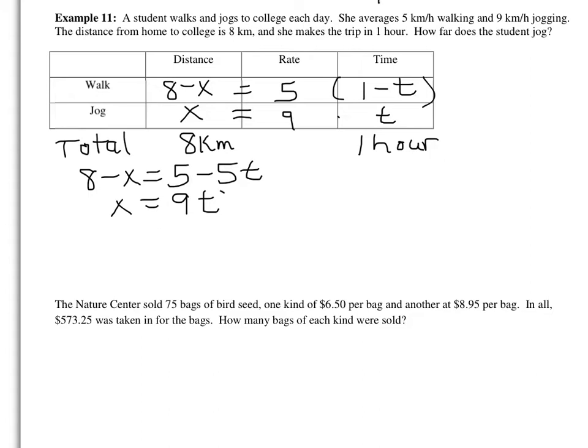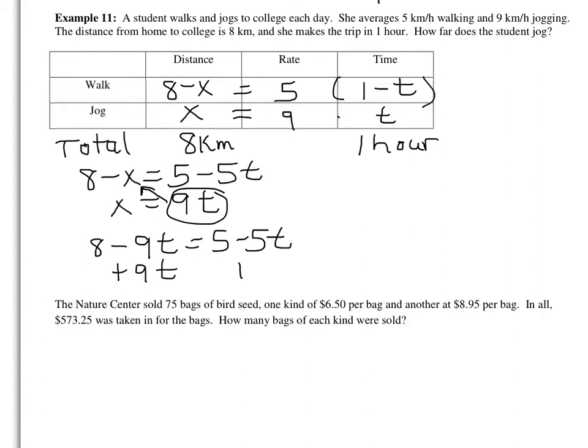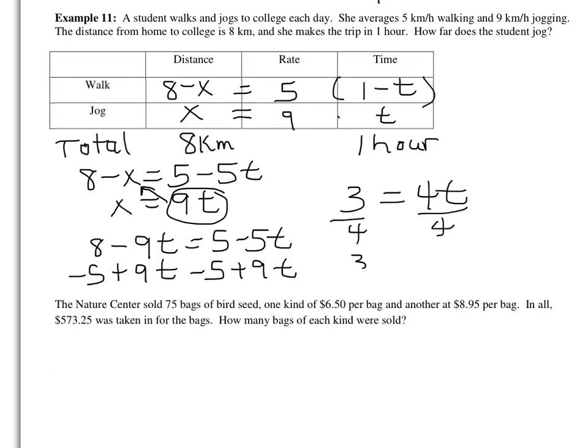Let's substitute 9t into the first equation in place of x. So that gives us 8 minus 9t equals 5 minus 5t. So let's add 9t to both sides. And while we're at it, we can subtract 5 from both sides. And that will give us 3 equals 4t. Divide by 4, and 3/4 equals t. 3/4 of an hour is the time that she spends jogging.